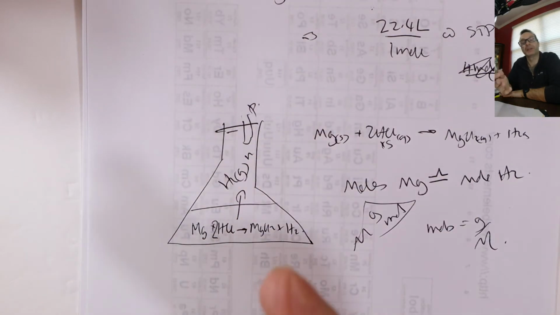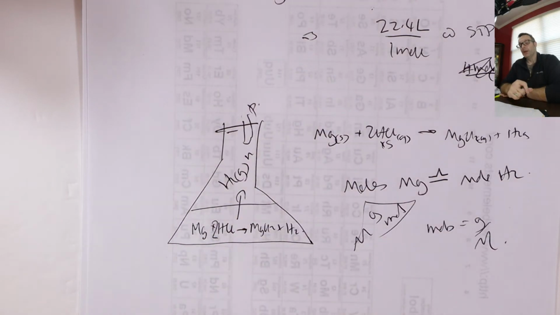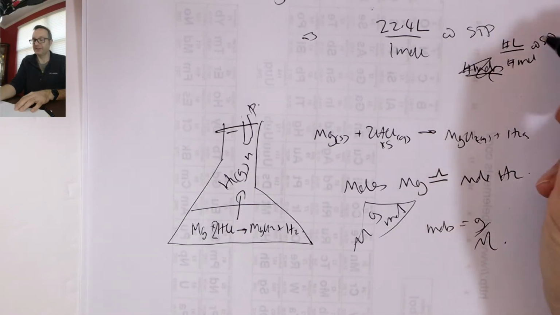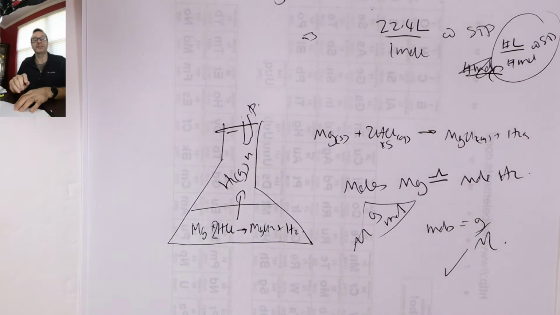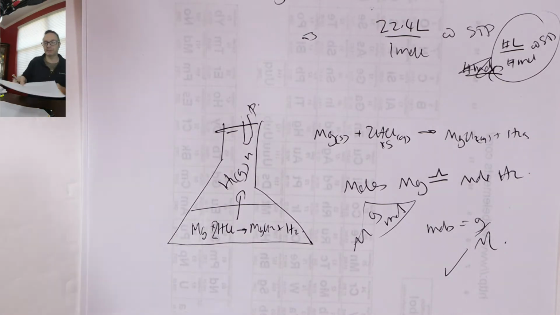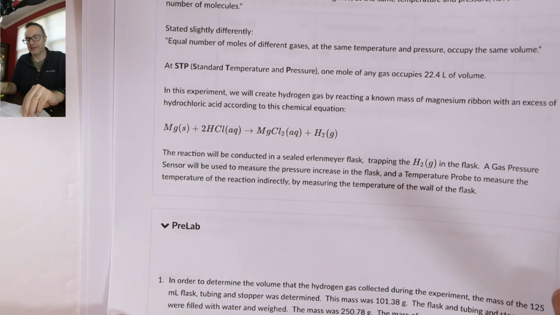That's PV equals nRT. So if you think about it, back to our original equation, liters over moles, we've got moles already. The moles of hydrogen equals the moles of magnesium. Moles of magnesium is grams divided by molecular weight. So in the Prelab, let's talk you through here.